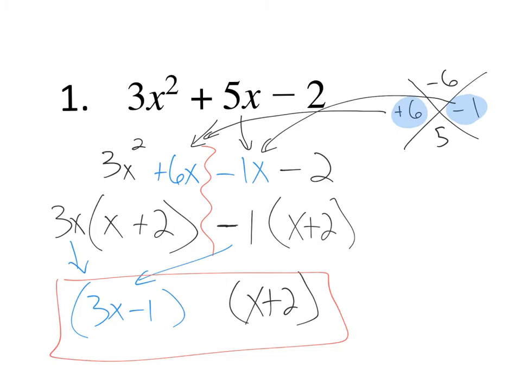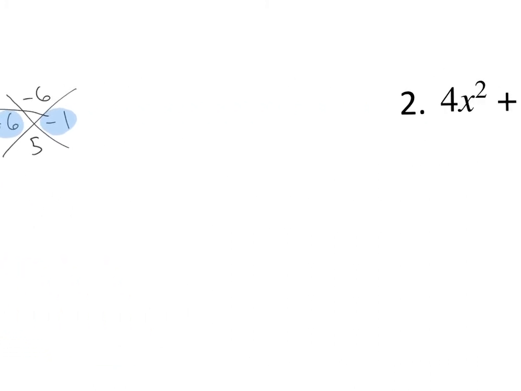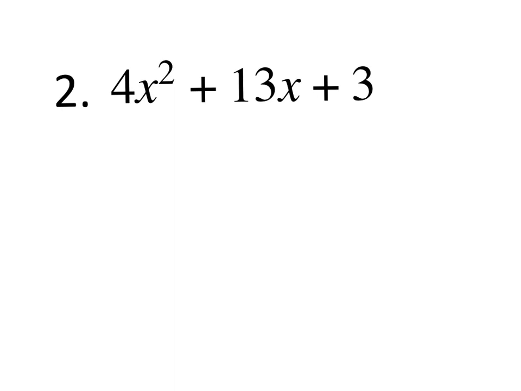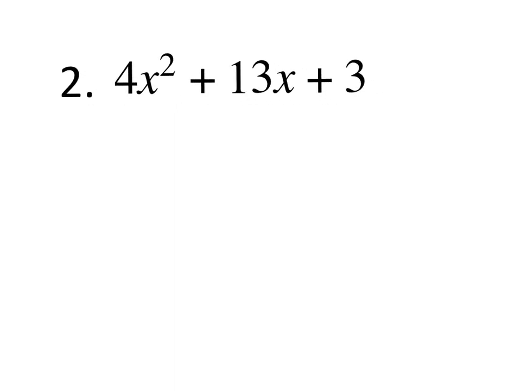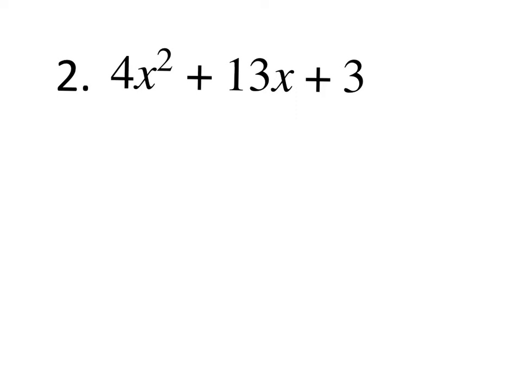Looking at number 2, we have 4x squared plus 13x plus 3. As we look at that, there are no greatest common factors between all of those terms. Setting up the x method, 4 times 3 is 12, and then our b value of 13 goes down below. The factors of 12 that add up to 13 are 12 and 1. Those multiply to give you 12, and they add together to give you 13.